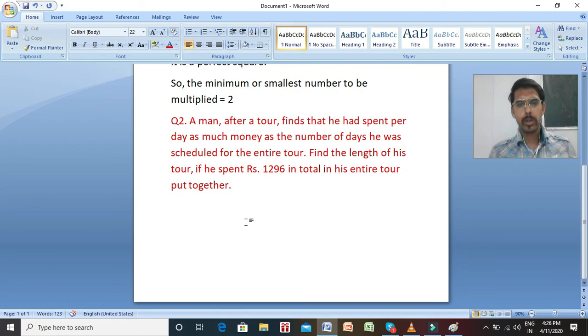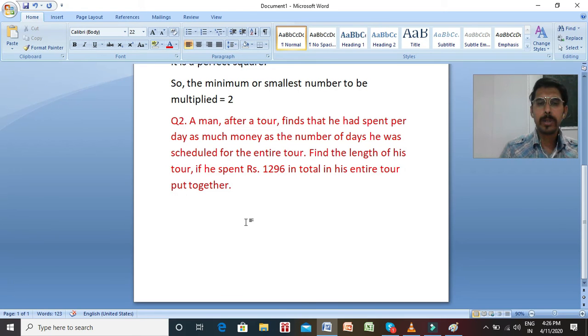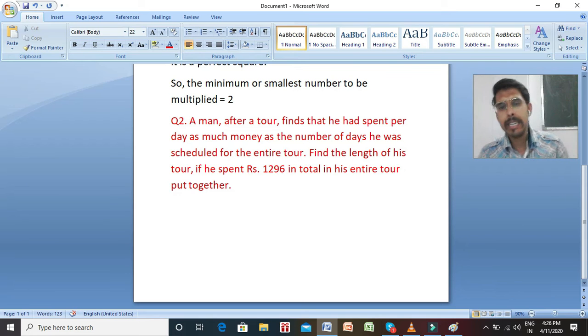All right, so we have this particular question in front of us, the second question. A man after a tour finds that he had spent per day as much money as the number of days he was scheduled for the entire tour. Find the length of his tour if he spent rupees 1296 in total in his entire tour. So let me narrate the story for you.